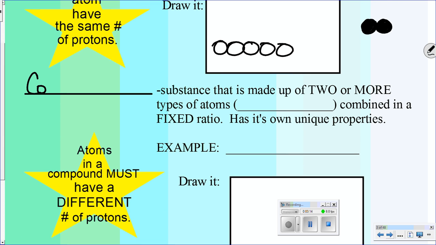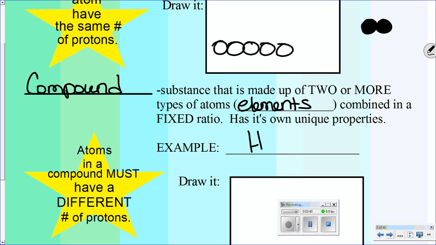A compound has to have atoms in it that contain different numbers of protons, but how they're combined is actually very important. So a compound is a substance that is made of 2 or more types of atoms, in other words, 2 or more elements, combined in a fixed ratio. And it has its own unique properties. I'm going to break down this definition a little bit because there's a lot going on there.